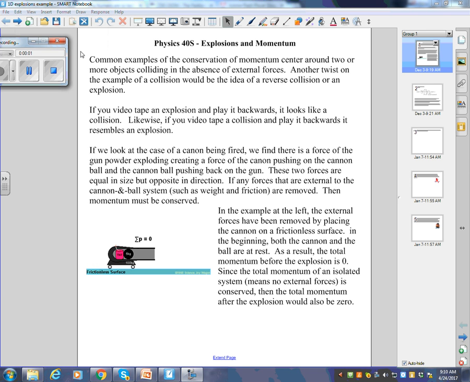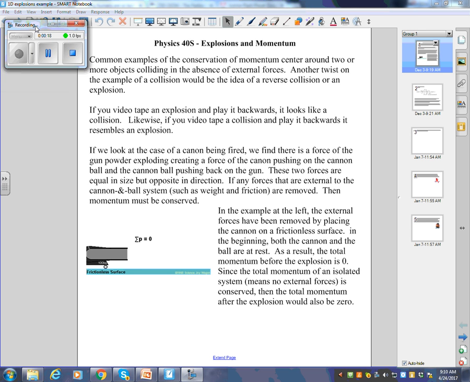Okay, so when we last met, last Wednesday, we looked at 1D collisions. Remember I had my track out for smashing carts and stuff. So today we're going to look at explosions and see how they relate, and I think you'll find it pretty simple actually.